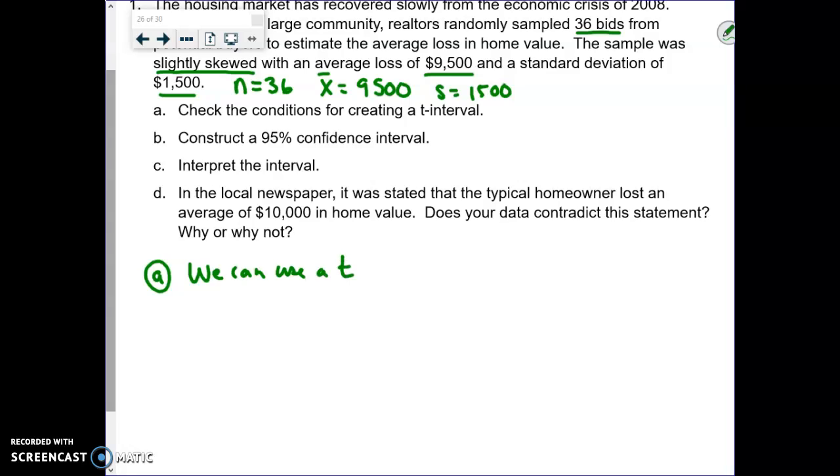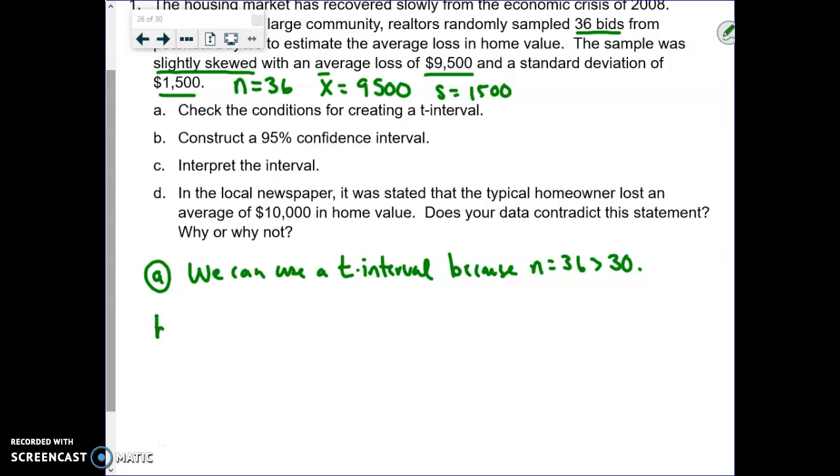Or in other words, we can use a T interval. We can actually construct a T interval, because our sample size was 36, which is larger than 30. Now again, as long as your sample is larger than 30, it doesn't matter what your original population shape was. We're going to use a T distribution or T interval.